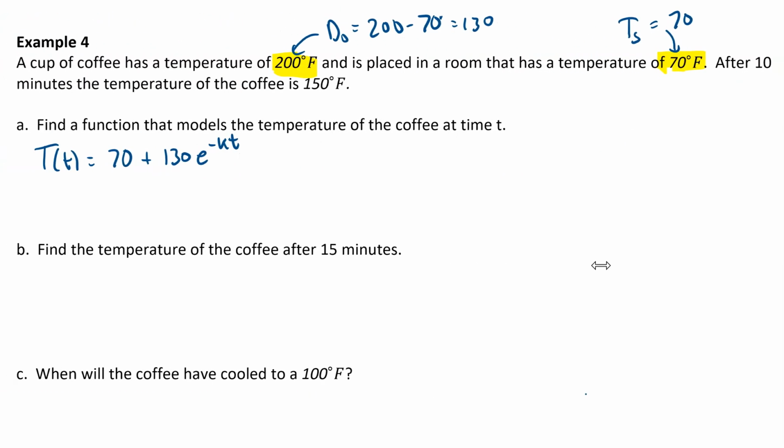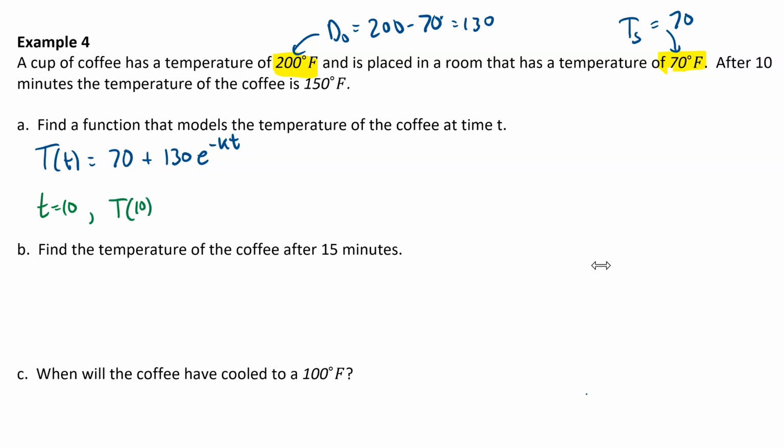We get the temperature at time T is going to be 70 plus 130 e to the negative kt. And now, after 10 minutes, in other words, at time t equals 10, we know that the temperature is 150 degrees. So we can use this information to find K. And I encourage you to try to do that on your own before watching the explanation in the video.